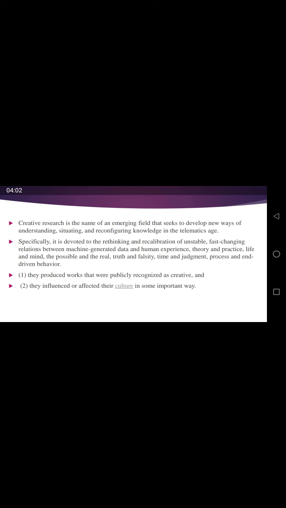If a normal person is thinking in one way, creative persons are always thinking in another way. They always take it as an emerging field that seeks to develop new ways of understanding. We'll give one example, an analogy. Take any emerging field. You can take solar panels, for solar vehicles, or you can say automatic vehicles.